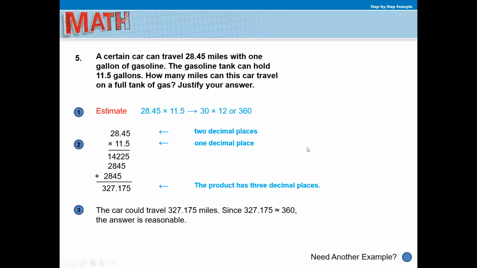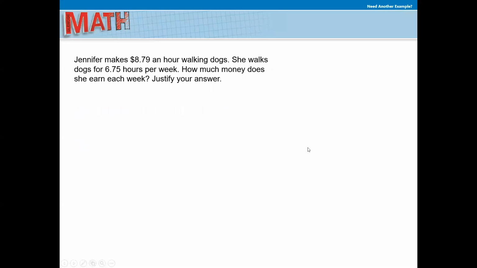Here's another example. Jennifer makes $8.79 an hour walking dogs. She walks dogs for 6 7/75 hours per week. How much money does she earn each week? Justify your answer. Press pause, show me all the work in your math notebook. Press play when you're ready to go on.